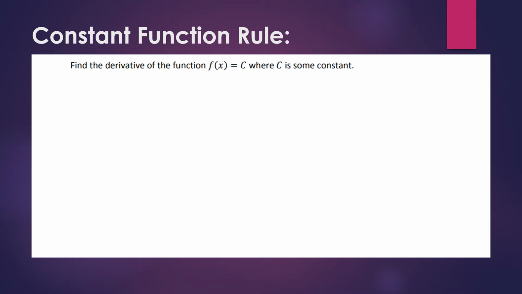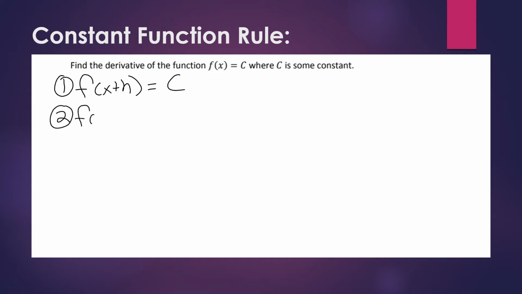The constant function rule. So it says find the derivative of the function f of x equals c, where c is some constant. So we're trying to figure out what is the derivative of a constant. So we're going to use the four-step process. So step one, do f of x plus h. Well, if f of x is c, we're going to replace all the x's with x plus h, but there aren't any, so we're just going to get c.